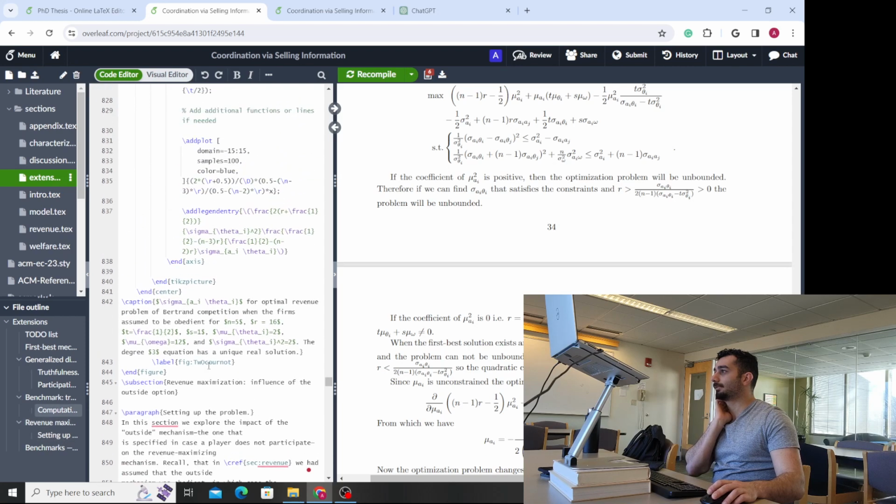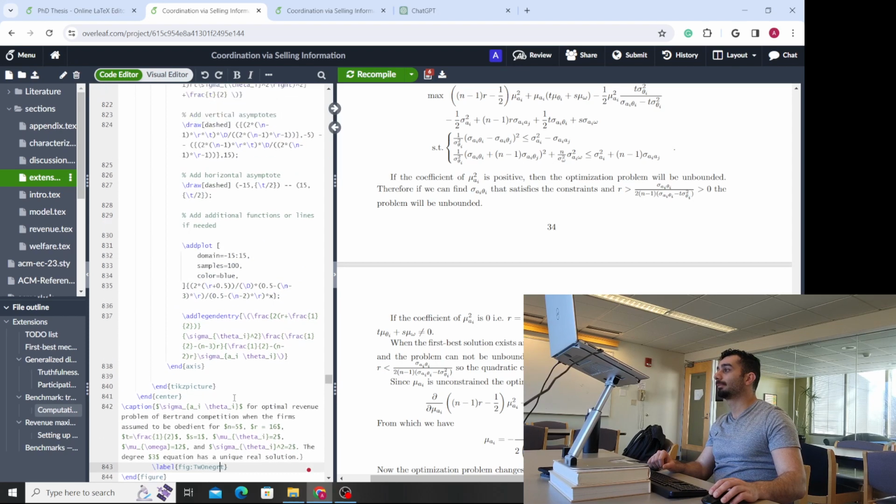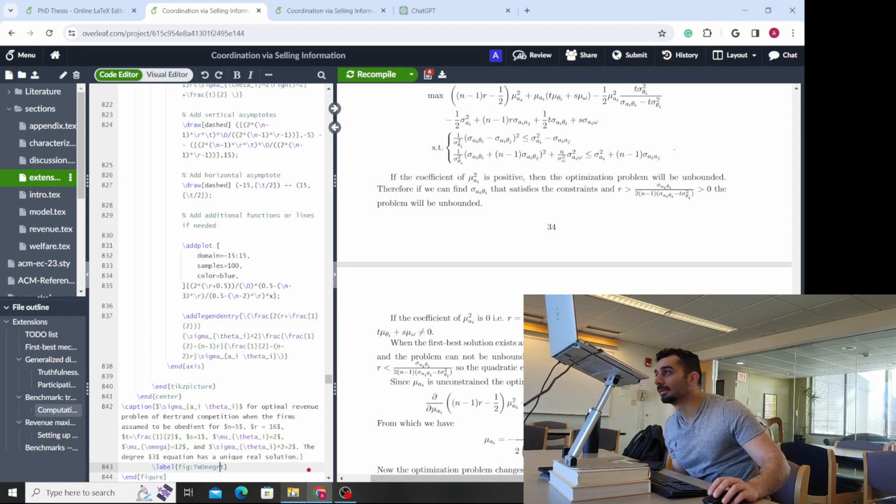Where is the n figure? Here. Two, but I want different signs. Neg RT, I will write it that way. Neg RT, negative RT, and also for optimal revenue.